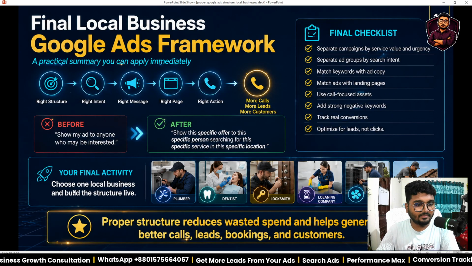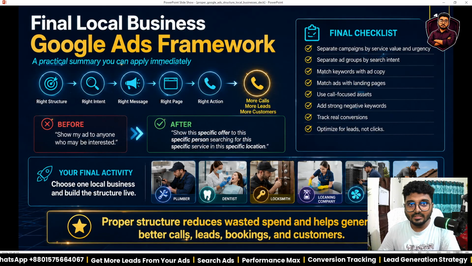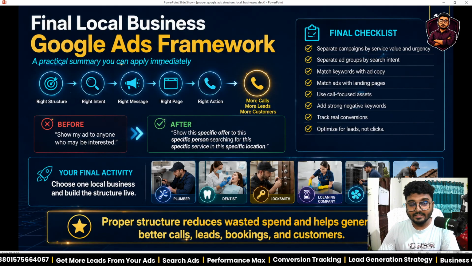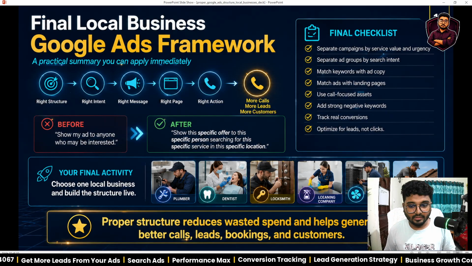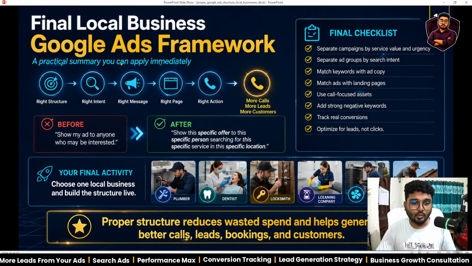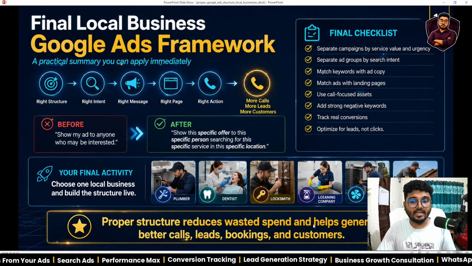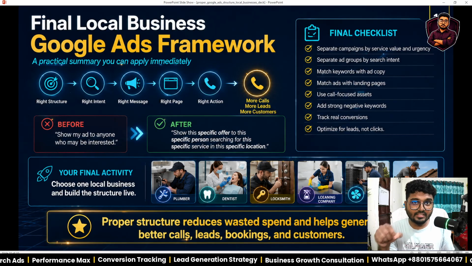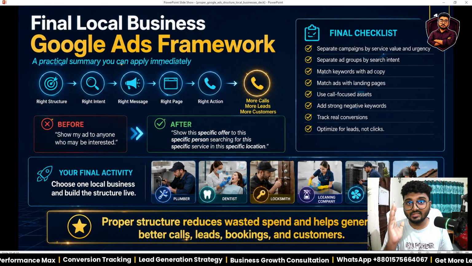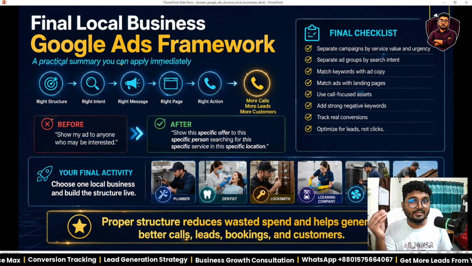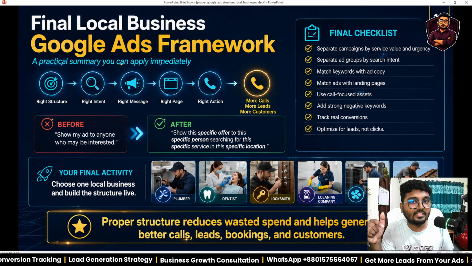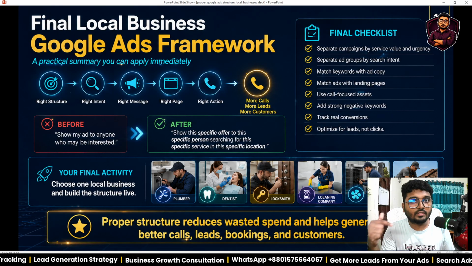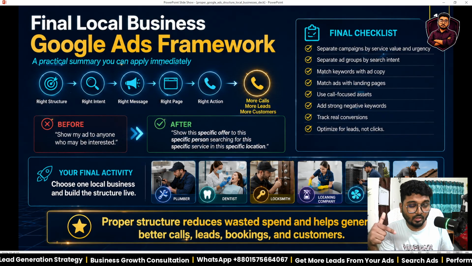So your final activity: choose one local business and build the structure live. Yes, this is what I said, just choose your niche, what type of service you're offering, and make a base structure for your ads. So the final thing is proper structure reduces wasted spend and helps generate better calls, leads, bookings, and customers. If you have any question about ad account structure, campaign structure, ad group, ad copy, just knock me on my WhatsApp and we will have a conversation or call to solve your problem.